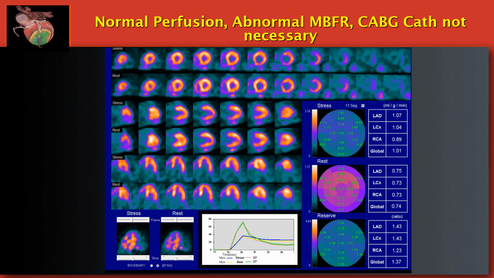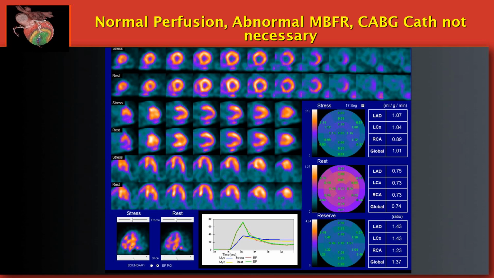So this is normal perfusion, abnormal blood flow. And this patient had a bypass. If you look at the images here, the perfusion looks pretty normal. This is an example of balanced ischemia again, because if you look at the reserve numbers, they're pretty low. And right coronary is only 1.2, globally is only 1.37. So this person had a very high risk. The doctor determined that the heart cath was not necessary, and the patient went straight to getting a bypass.